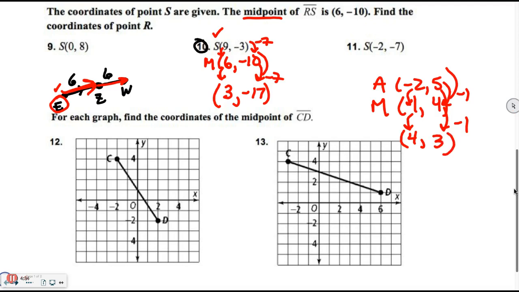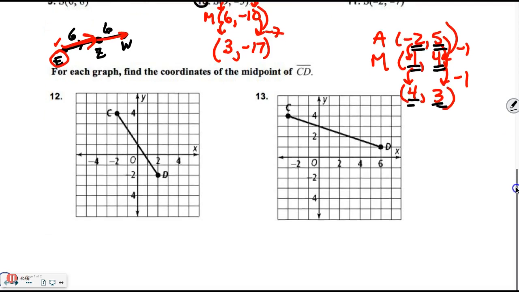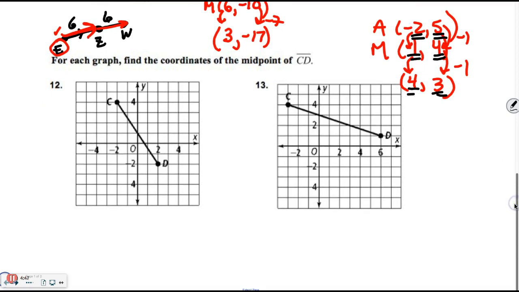And you can see that 4 is right smack in the middle of 5 and 3. And 1 is right smack in the middle of negative 2 and 4. So my advice to you is walk to the midpoint and keep on walking.